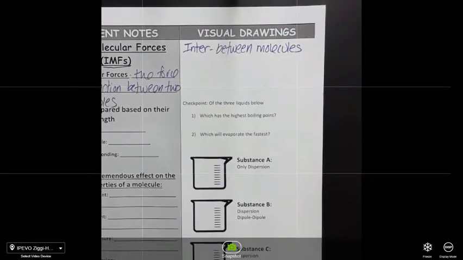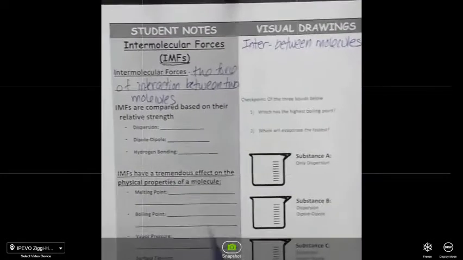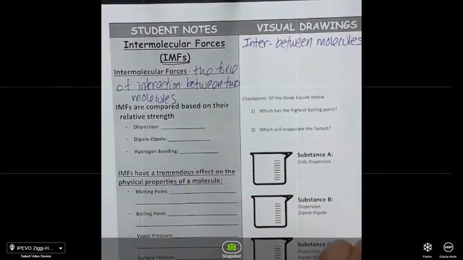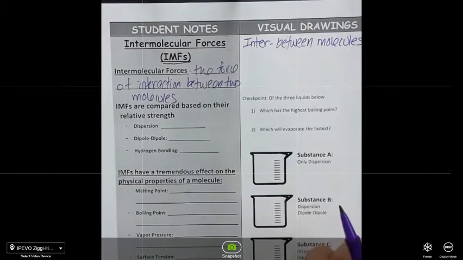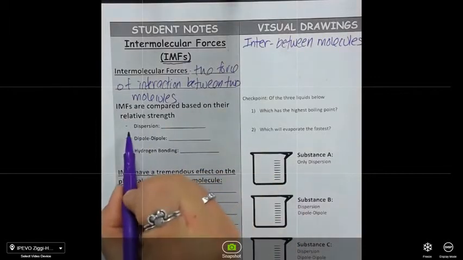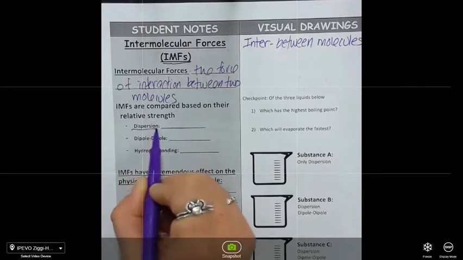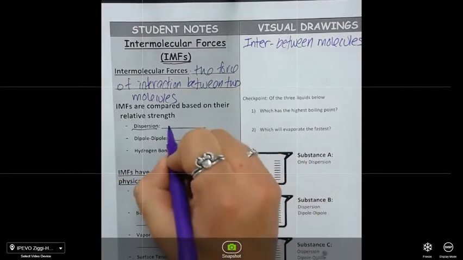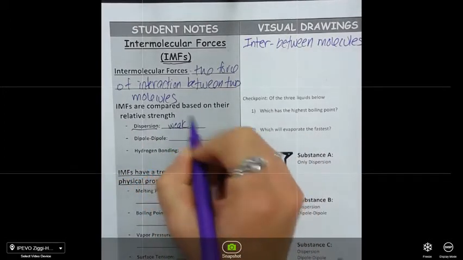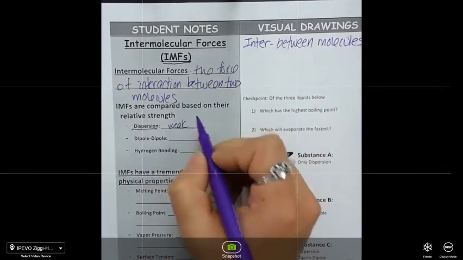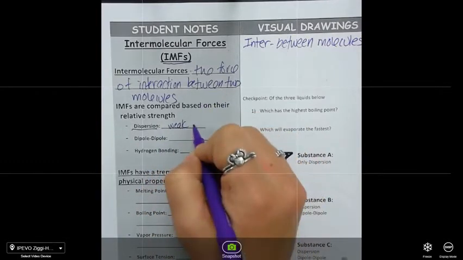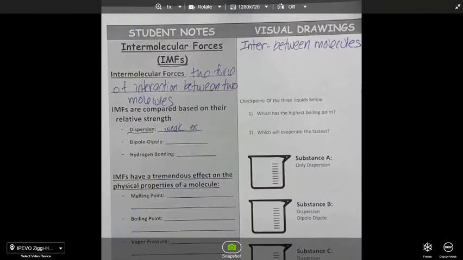All right, so back to our notes. So intermolecular forces are compared based on their relative strength. So there are a couple types of intermolecular forces that we're going to talk about. And the first type of intermolecular force is a dispersion force. And dispersion forces, these are weak. These types of bonds, these types of forces are weak.